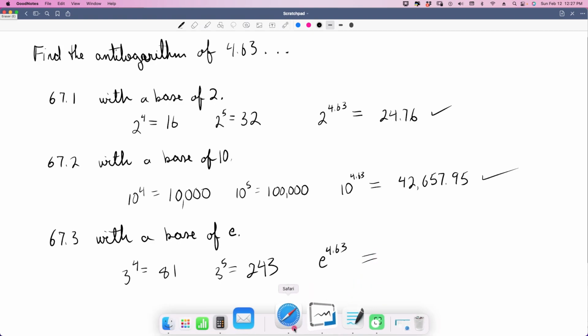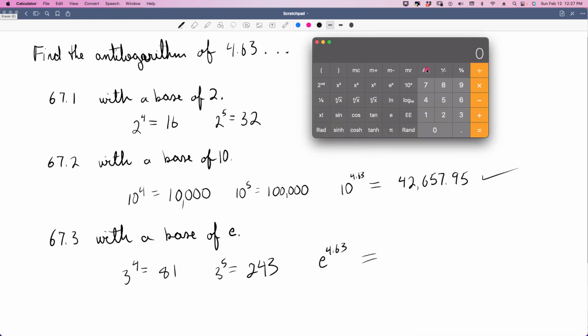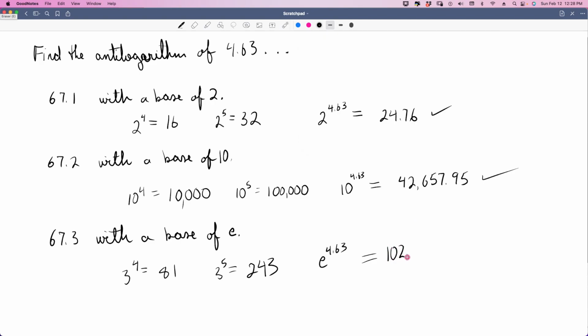So all we really have to do is pull up our calculator. And if you have one like mine, then you could press e, type in the exponent, and hit enter. I got that backwards. So 4.63, then press e to the x, and then it gives you the answer. Okay, so I had it backwards. Put in your exponent, press e to the x, and then hit equal, and it gives you the correct answer. So this is 102.51.